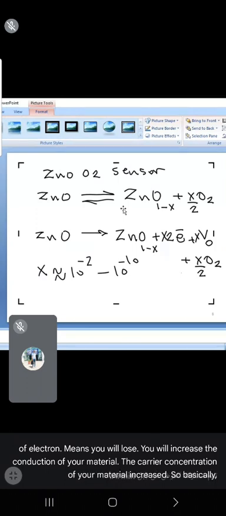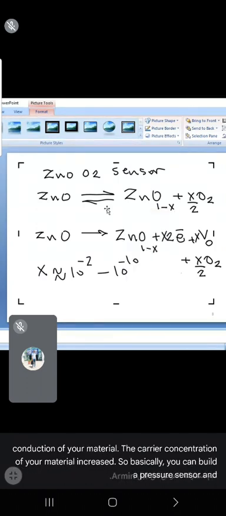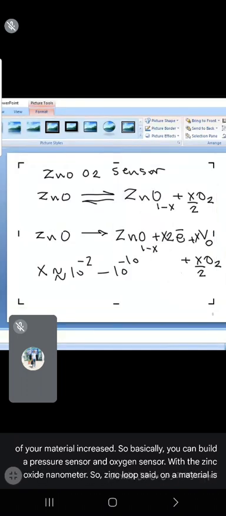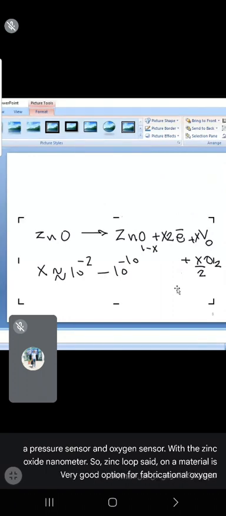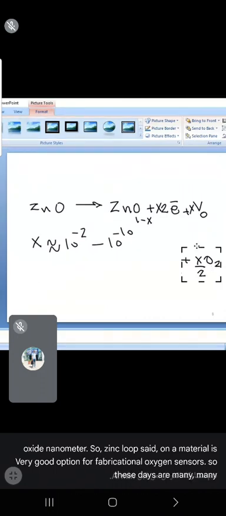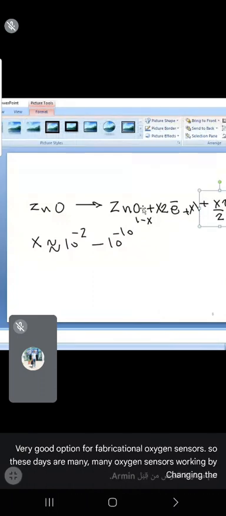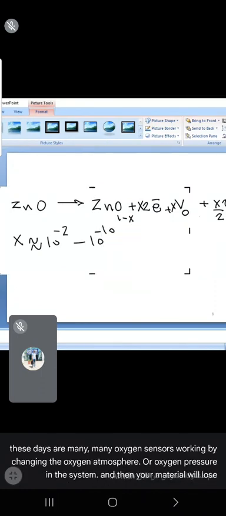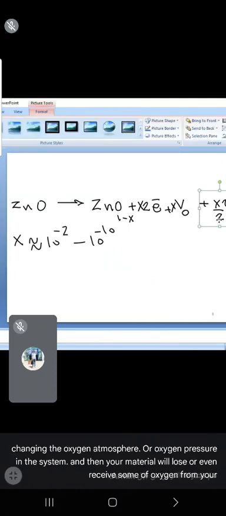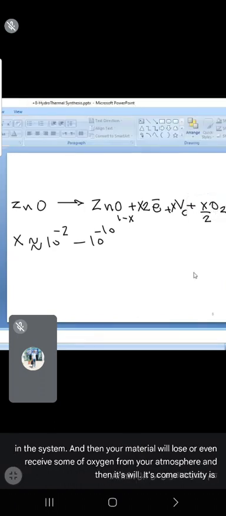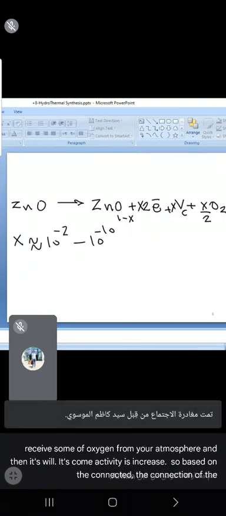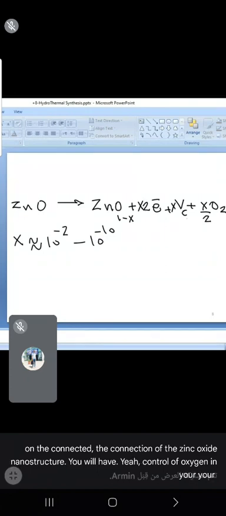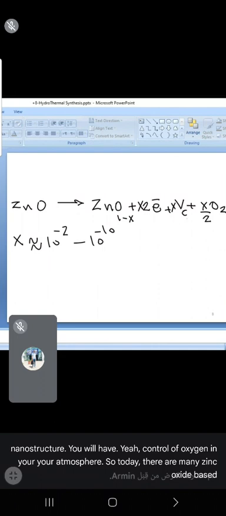So basically, you can build a pressure sensor, an oxygen sensor, with the zinc oxide nanomaterial. Zinc oxide nanomaterial is a very good option for fabrication of oxygen sensors. These days there are many oxygen sensors working by changing the oxygen atmosphere or oxygen pressure in the system, and then your material will lose or even receive some oxygen from your atmosphere, and its conductivity is increased or decreased. So based on the conduction of the zinc oxide nanostructure, you will have the control of oxygen in your atmosphere. So today there are many zinc oxide based oxygen sensors working.